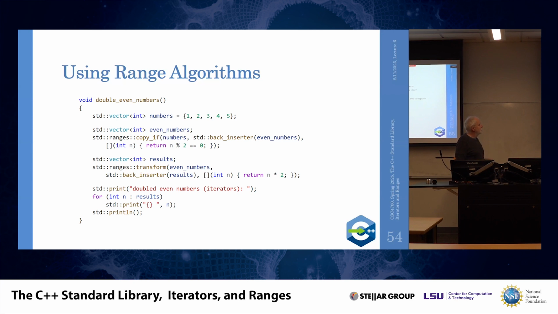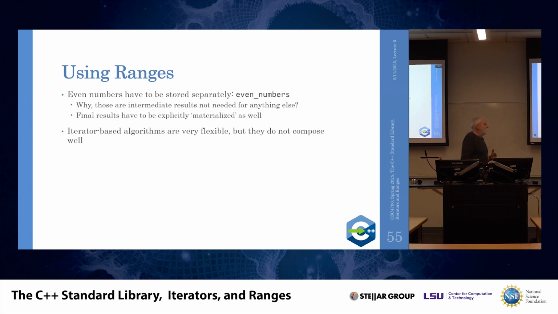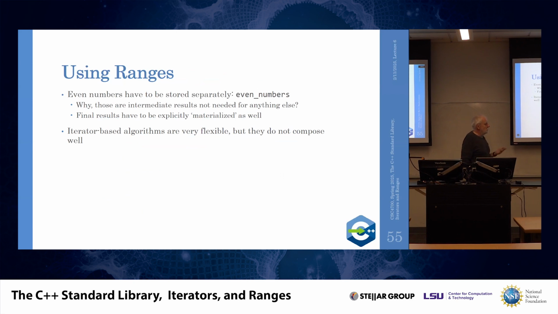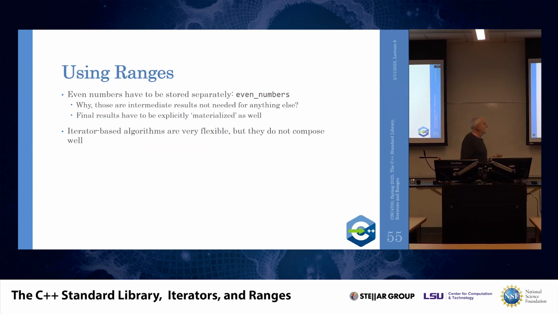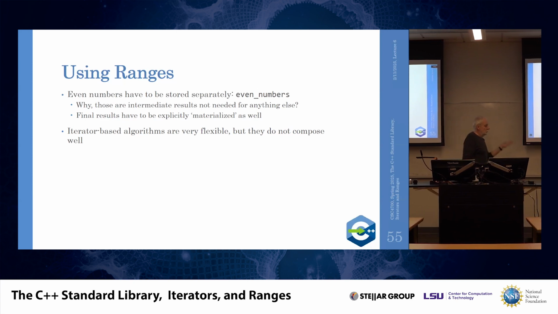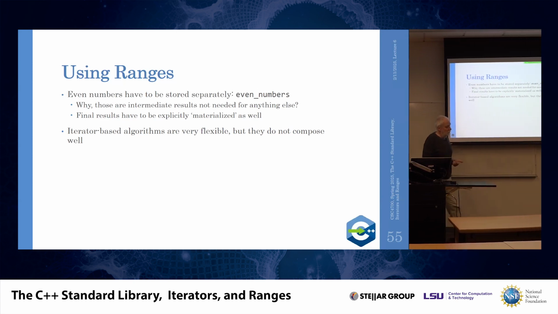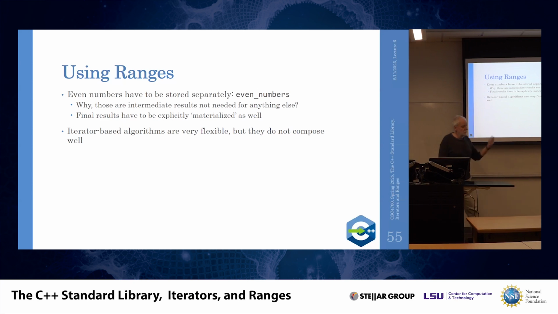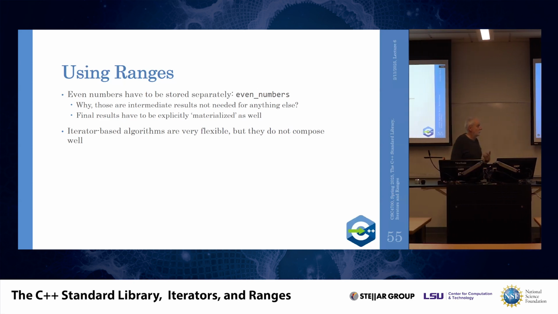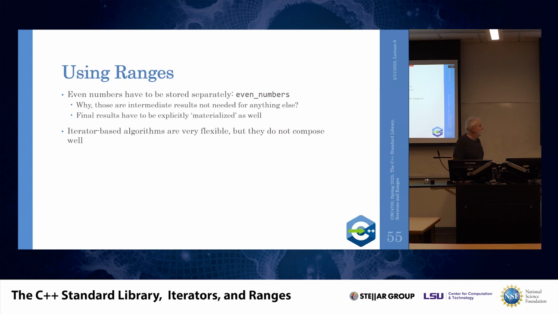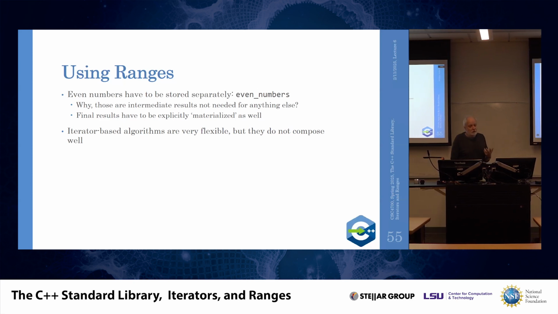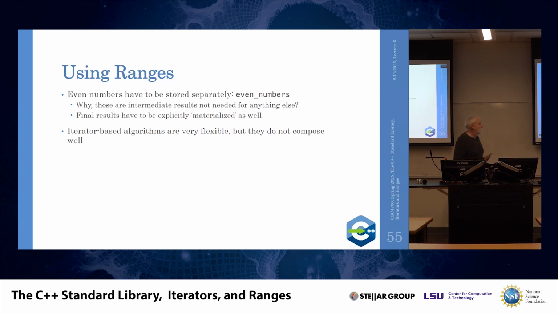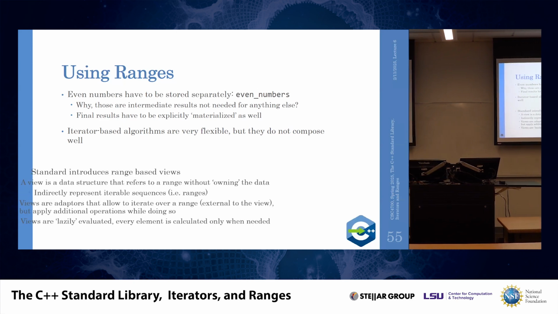Just try it out. The other thing is that, as I said, the even numbers have to be stored separately, and the result has to be materialized explicitly as well, which is not good because if our sequence is very long, why do we store these intermediate results in memory and waste memory and time and whatnot? So, as we have seen, the iterator-based algorithms are very flexible, but they don't compose well. So what can we do?